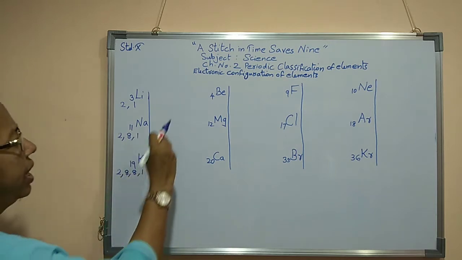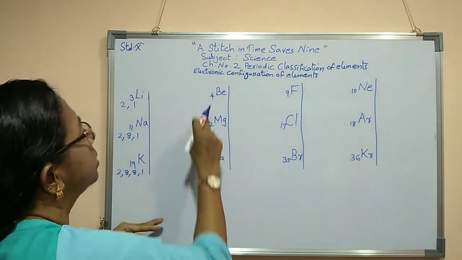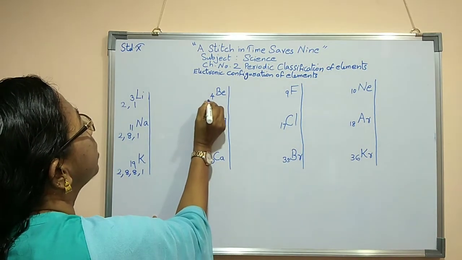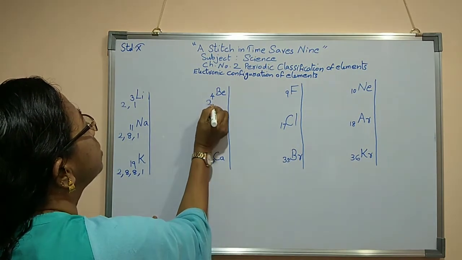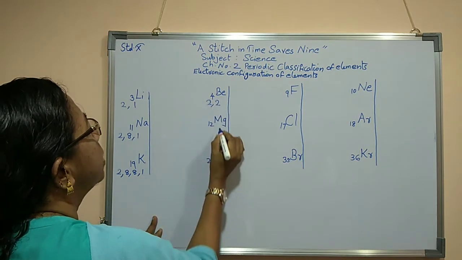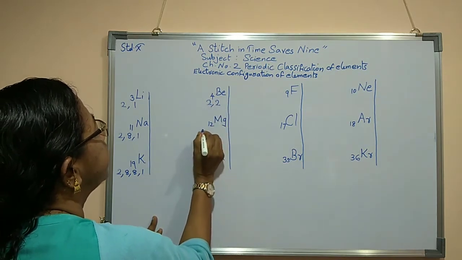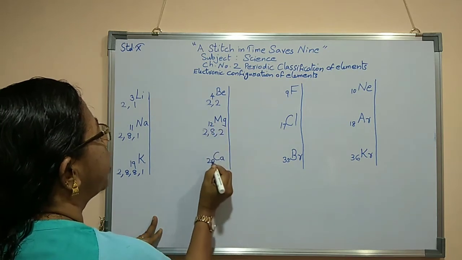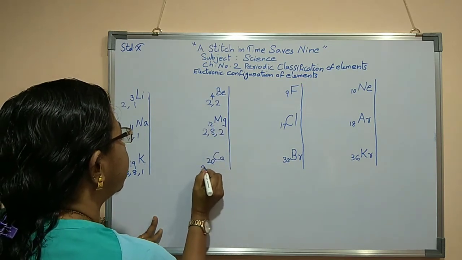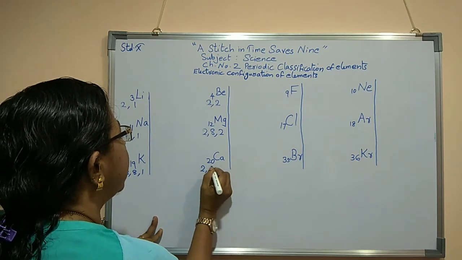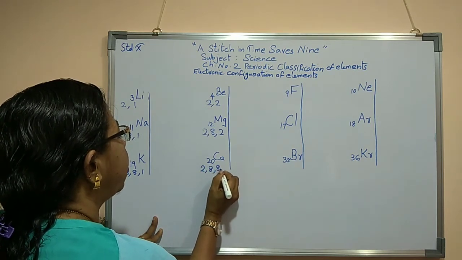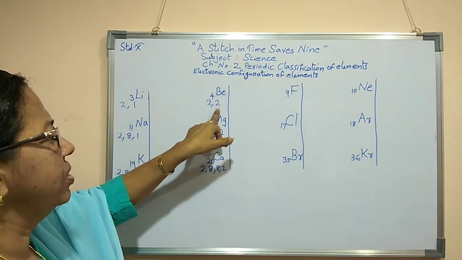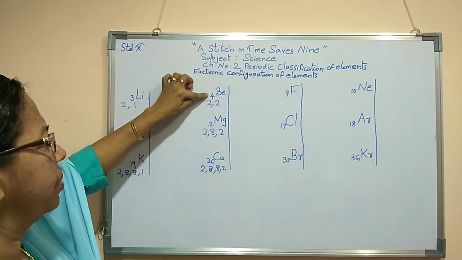Now we are coming to the second group, that is beryllium. Its atomic number is 4, so the electronic configuration is 2, 2. Magnesium electronic configuration 2, 8, 2. Now calcium electronic configuration 2, 8, 8, 2. When you add these electron numbers, you will get the atomic number.